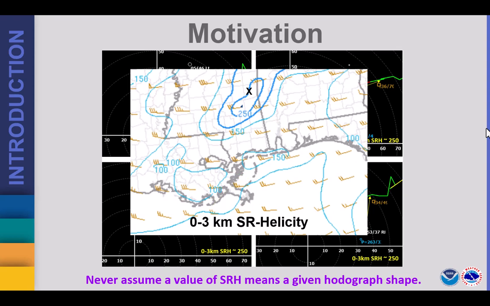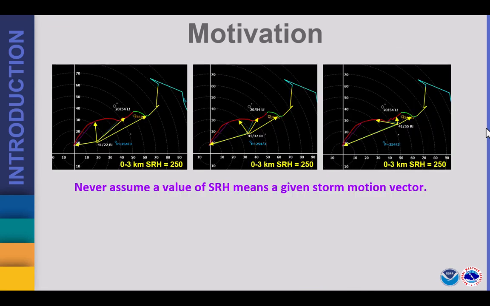And again, this value is based on a 25 to 30 knot easterly wind, as you see in the vectors. That's for a right moving storm. That's not for the initial storm motion. So also never assume a value of SRH is based on the exact storm motion vector. Changing motion vectors can change things like SRH, as well as storm relative flow vectors.